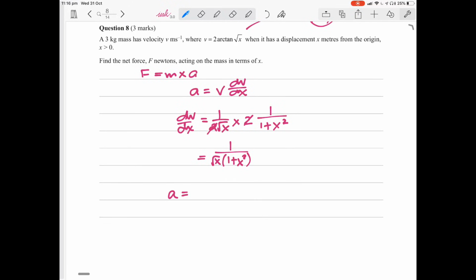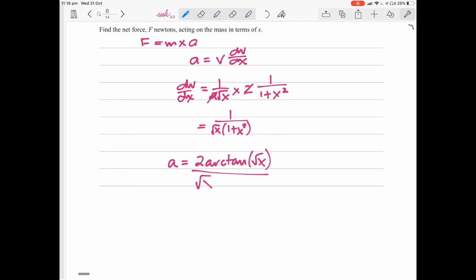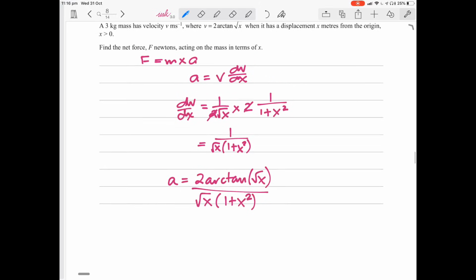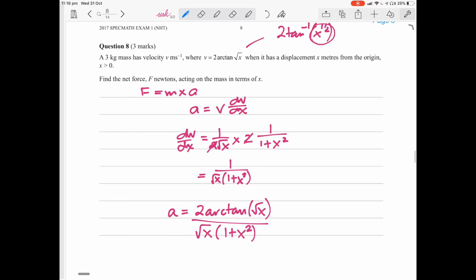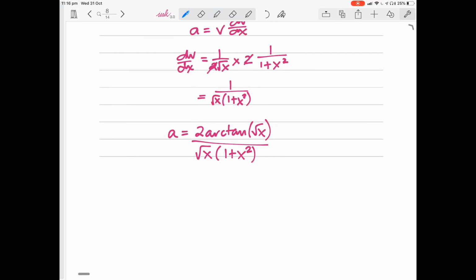So a is v dv/dx. So it's 2 arctan of root x times 1 on root x (1 plus x squared). So therefore, our force is equal to 3 times that. So 6 arctan root x on root x (1 plus x squared).